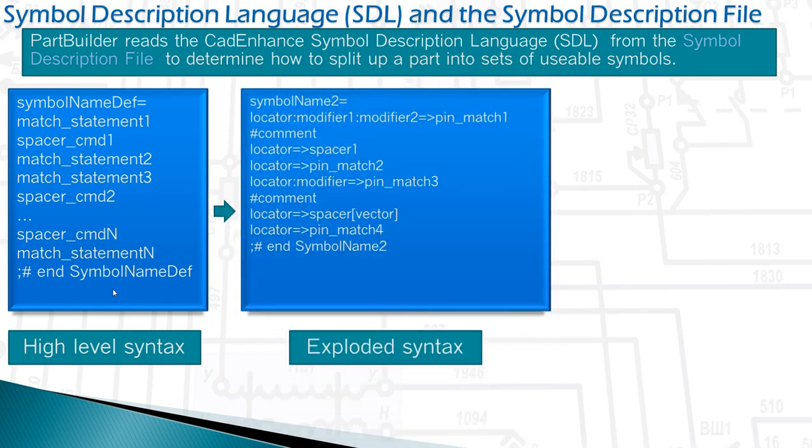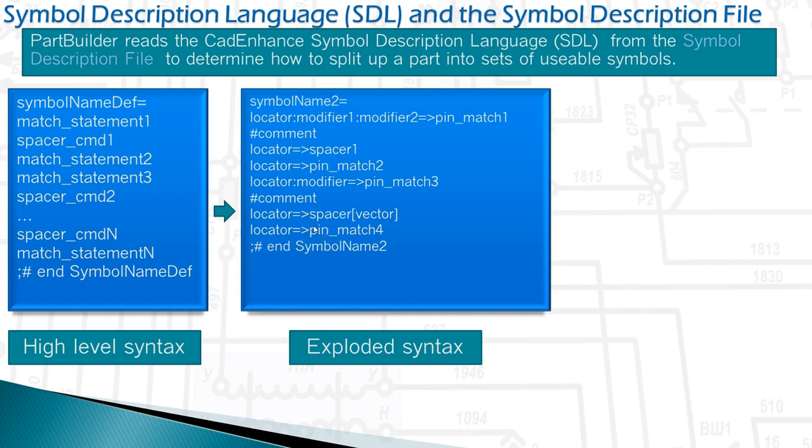When we expand that a little further, we can see a symbol name is a locator, a modifier, and a pin match. Some comments, another locator with a spacer, a locator with a pin match, a locator, a modifier, and a pin match. Some more comments, a locator with a vectored spacer, and then a locator with a pin match.